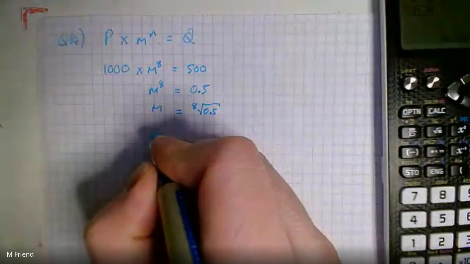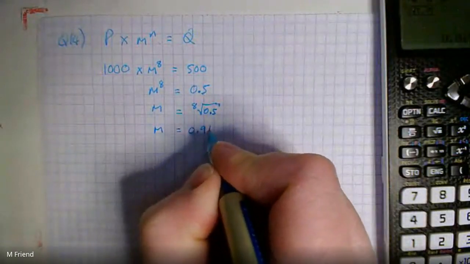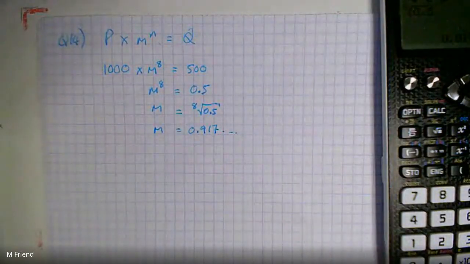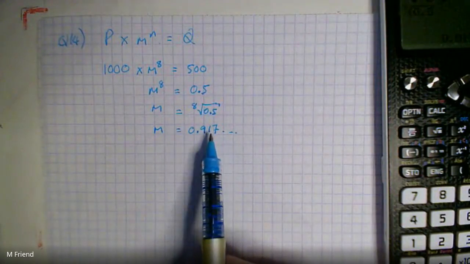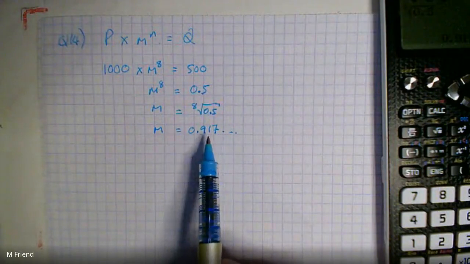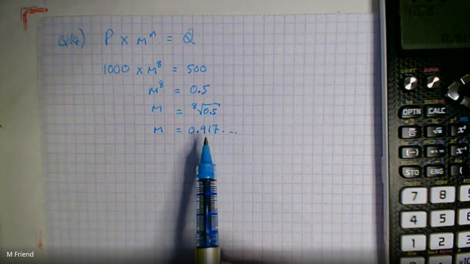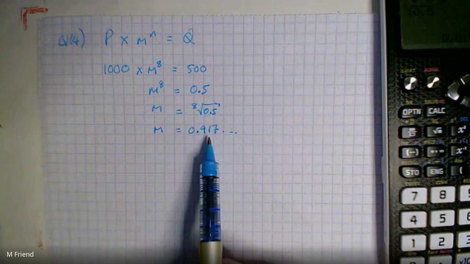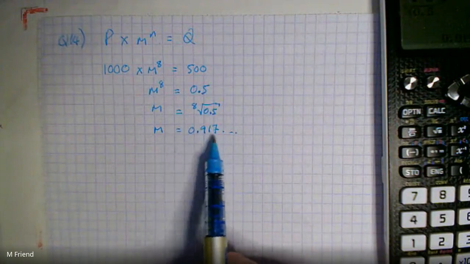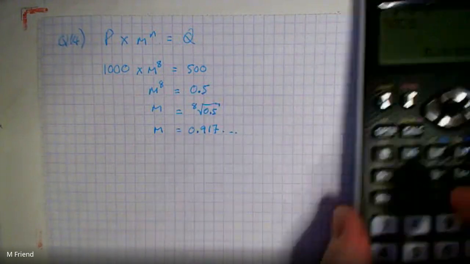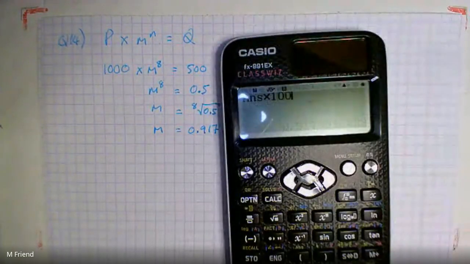0.917 blah blah blah. Okay, I won't round that yet. I'll keep it for the time being. This is the multiplier then that we used to do our decrease. This is a decimal. To turn a decimal into a percentage, that's just times by 100. So all this is nothing more complicated than this is a decimal. If I times it by 100, I get it as a percentage. So let's multiply that by 100.